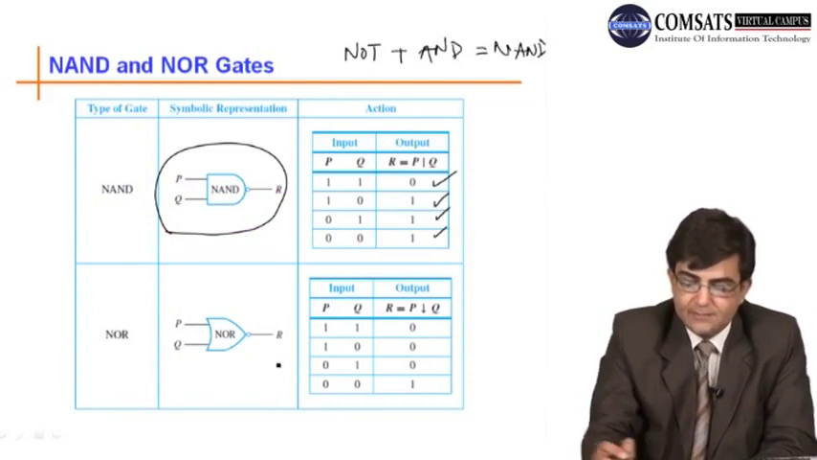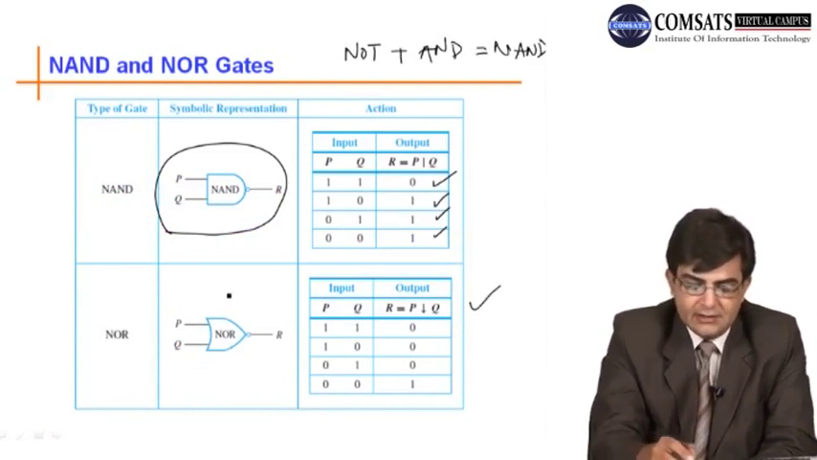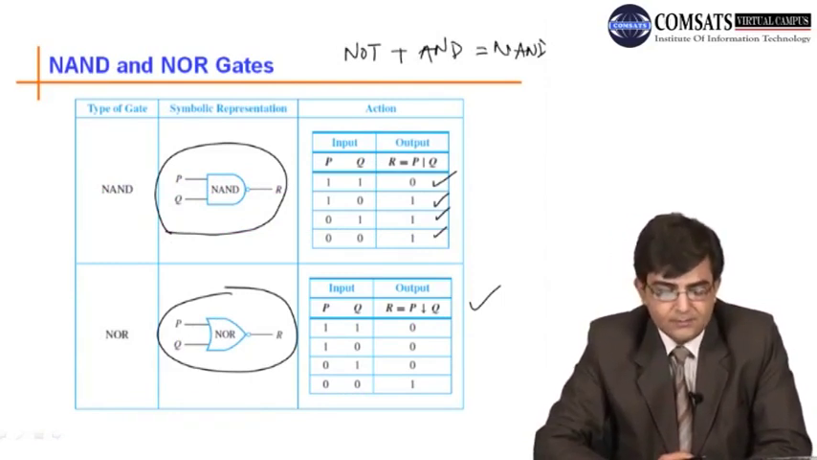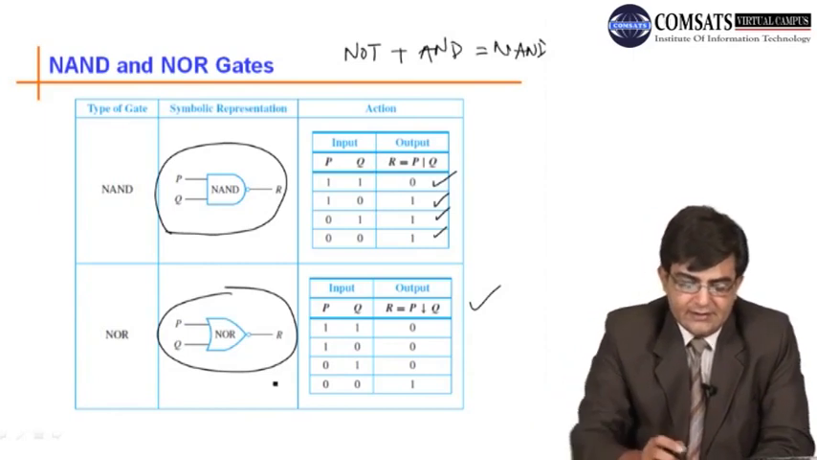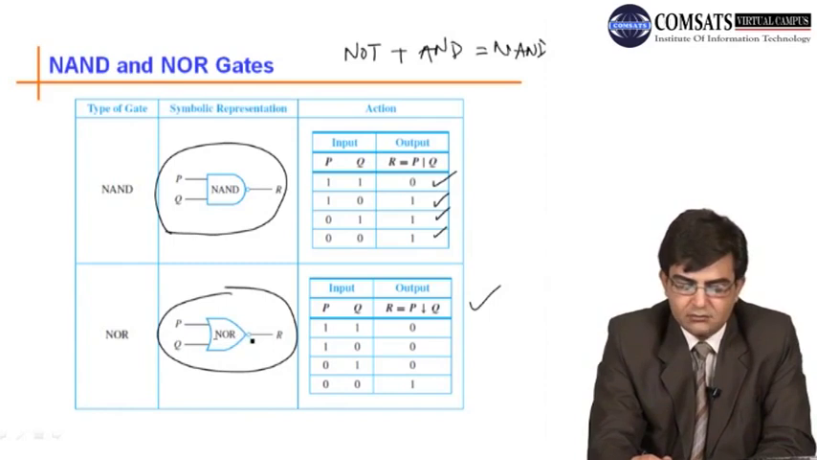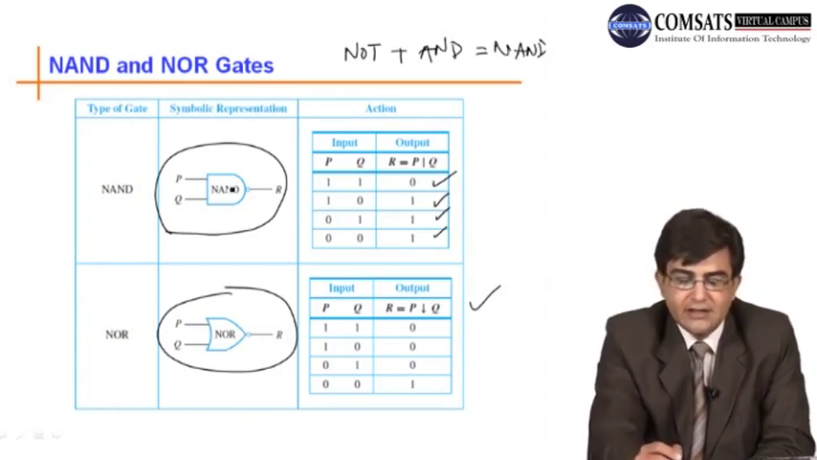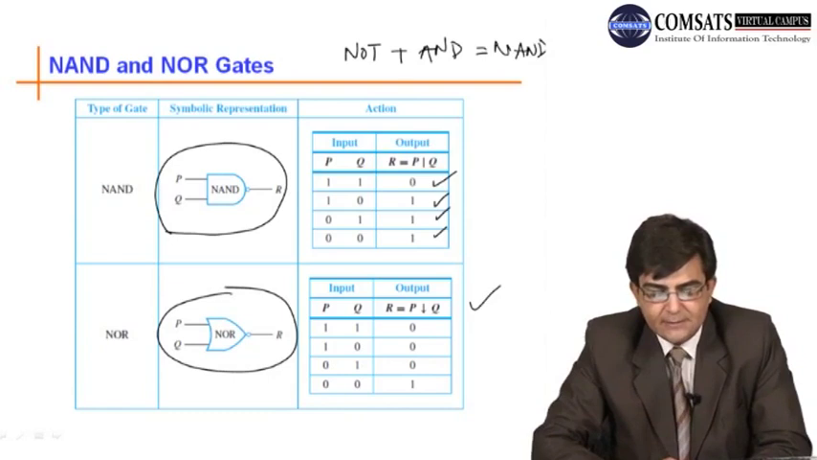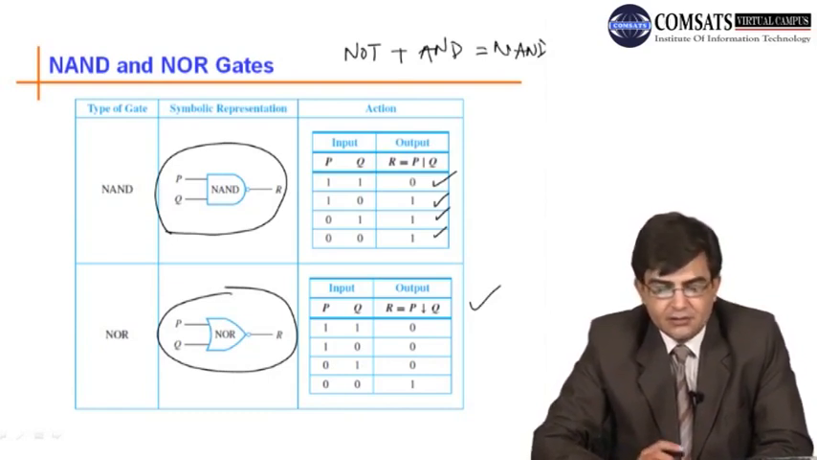logic gate is basically this, and the symbolic representation, the gate corresponding to this NOR gate, is this. This is basically OR, and we draw a small circle here after the OR gate. Similarly, in the NAND gate, we construct an AND gate and we draw a small circle here. This will give us the gate representation of these logic gates, NAND and NOR.